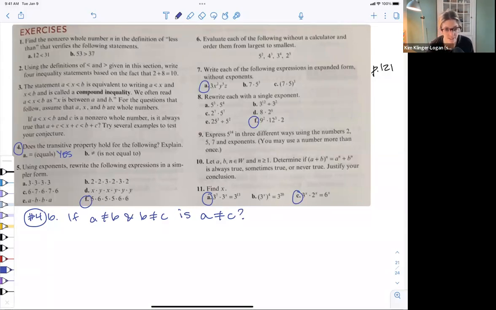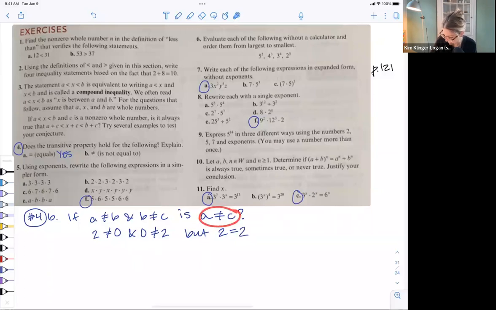But I don't think that is necessarily true. So for instance, what if we chose A to be 2 and B to be 0? Then 2 is not equal to 0. And then B is 0 again. What if we chose C to be 2 as well? This is still true, right? 2 is not equal to 0 and 0 is not equal to 2. But 2 is equal to 2, right? So this is my A, this is my C. So inequality is not transitive.